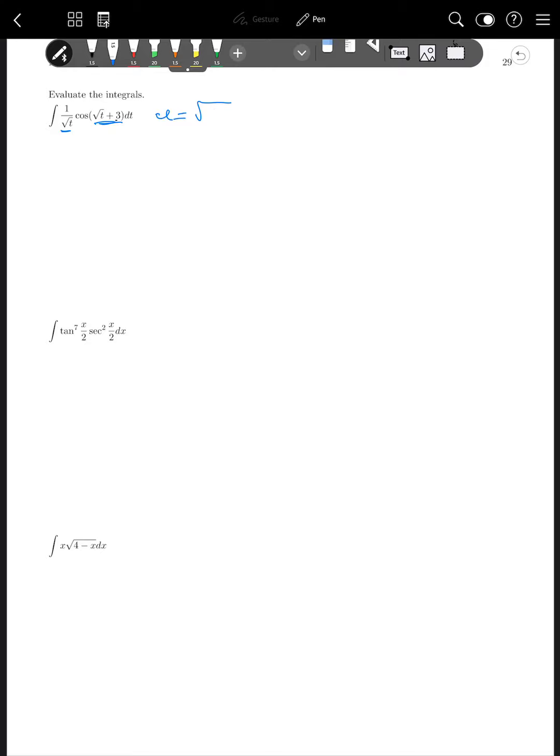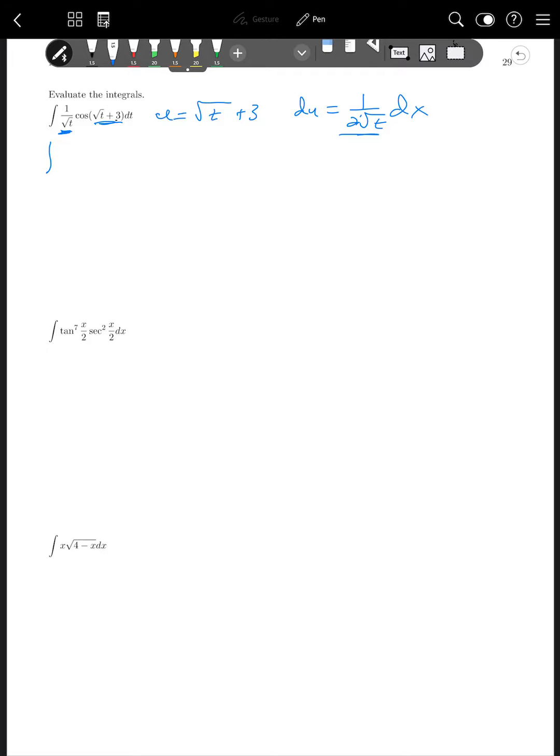So if I guess that u is the square root of t plus 3, then when I do du, the question is, do I get something that's going to help me simplify what I'm looking at on the outside? So the derivative of this would be 1 over 2 times the square root of t dt, right? The derivative of the square root of t plus 3. Okay? And notice this expression is similar to this one that we already saw. So we're going to be able to use that. So that's a good thing for you.